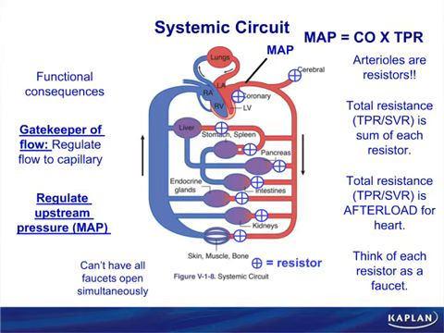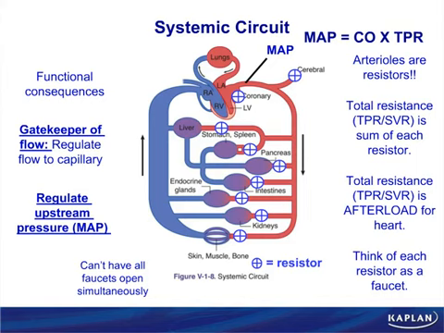Second, they're going to regulate upstream pressure. Well, what's upstream from the arterioles? Pressure in the aorta. This is mean arterial pressure. So big dual functional role of arterioles being the resistors. They're the gatekeeper of flow, and they regulate upstream pressure.